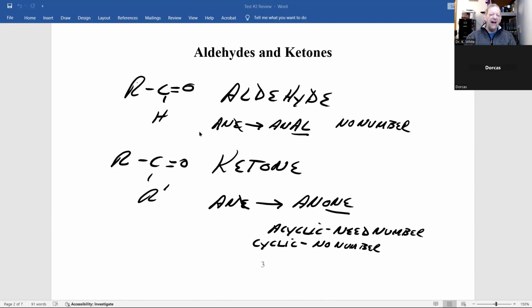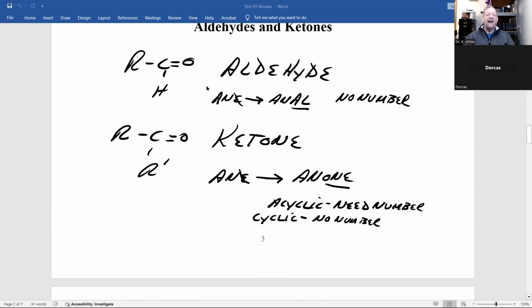All right, aldehyde: carbon double bond to oxygen. The carbon double bonded to oxygen has a hydrogen and R. That's an aldehyde. Ketone: carbon double bond to oxygen. The carbon double bonded to oxygen has 2 R groups or carbons. They can be the same or different. That's why we have R and R prime. Now, how do you name them?